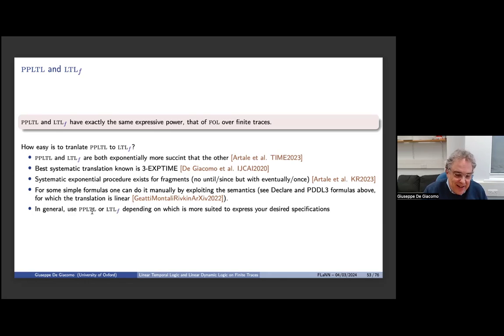A systematic translation exists for certain fragments, and also for many formulas that are of common use. For example, the catalog of the Declare formulas or the PDDL3 formulas that are used in planning. Actually, most of these formulas can be translated from pure past LTL to LTLf in polynomial time. But in general, we have no really good way to move from one to the other.